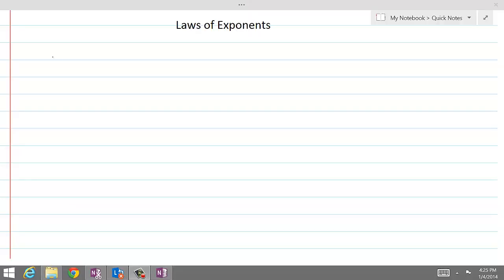Laws of exponents. Operations on real numbers in exponential form follow a set of rules which are called laws of exponents. The first law is called the law of zero component.